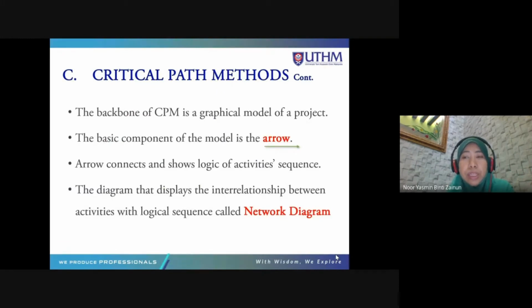In planning, we identified the activities. Remember last week we learned that: in planning, we identify the activities, and after that, in scheduling, we plan the activities. Put them in sequence. The diagram that displays the interrelationship between activities with logical sequence is called a network diagram.